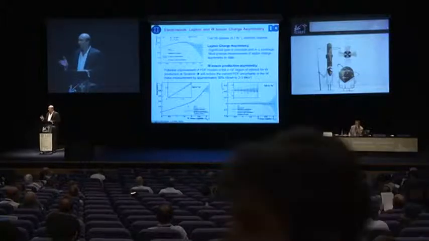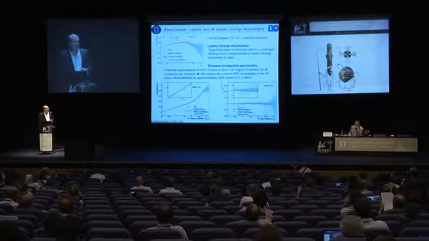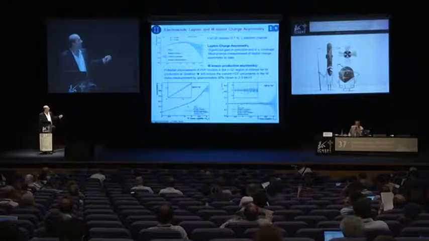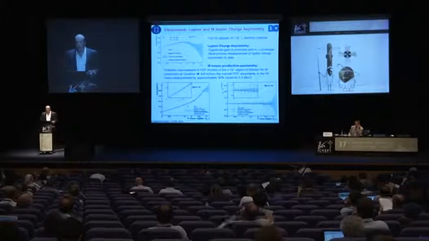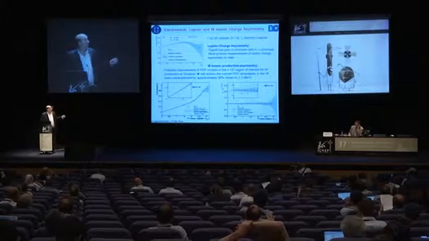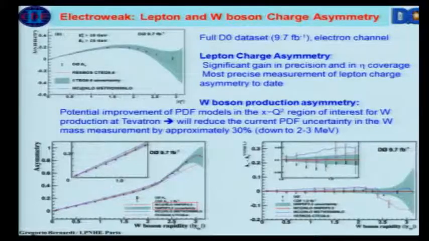Electroweak, we just heard about this aspect in the previous talk, but I will just briefly summarize what we did. So we have an updated lepton charge asymmetry. From 7, we went to this 9.7 inverse femtobarn. Again, we have made a significant gain in precision and in the eta coverage. So this is the most precise measurement of lepton charge asymmetry to date. You see here the comparison with the PDFs. We pushed this analysis, making use of the missing ET to make the W boson production asymmetry extraction.